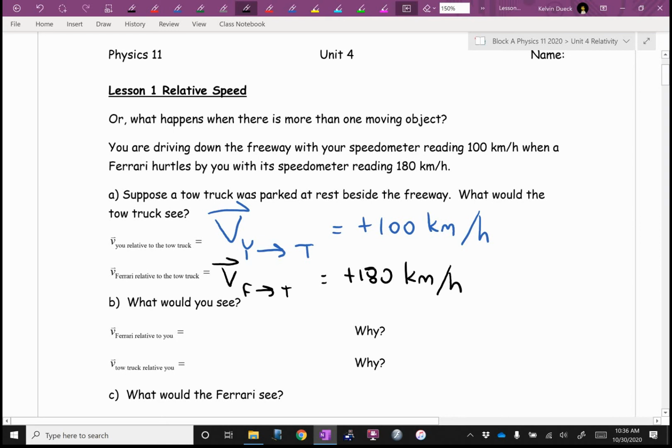But now let's imagine we're in the car. What would we see? First of all, when the Ferrari goes past you, you don't see it traveling at 180 kilometers per hour. You would still see it in your rear view mirror and see the headlights getting closer. And then as it goes past you, you would see the taillights receding. So you would still call it positive. Let's write this as the Ferrari relative to you. So you would still see it as positive. But how fast would it appear to be traveling relative to you? 80.